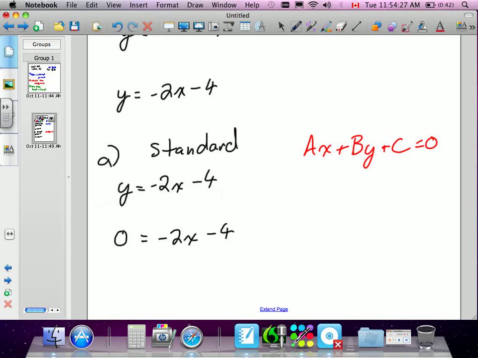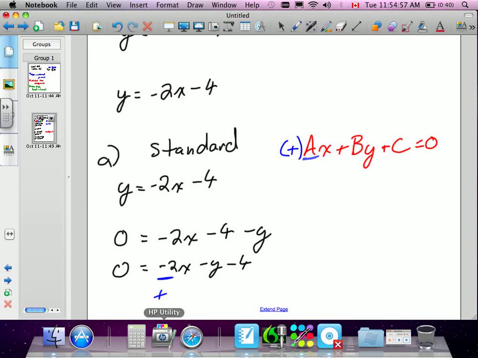Now again, technically this is almost standard form, but we're going to rearrange it so our x variable comes first and our y second. So we get 0 is equal to negative 2x minus y minus 4. And the one last thing I want to show you is in your standard forms, I would prefer it if your leading coefficient, so that's our a, is positive. So how can I make this negative 2 positive?